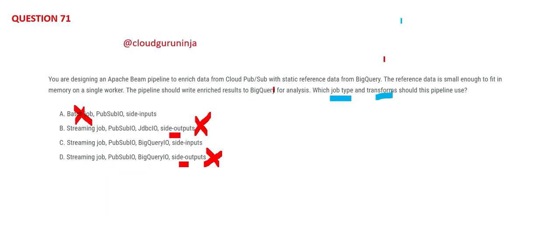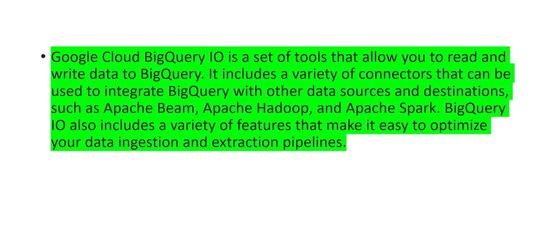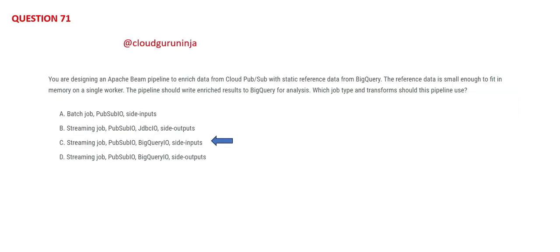So the other thing is PubSub IO and BigQuery IO. What are these? See, PubSub IO is a component of Apache Beam only, and it will allow you to read and write data from Pub/Sub topics. And BigQuery IO, this will allow you to read and write to BigQuery. So we have to use this one because we have BigQuery in place, and we also have to use Pub/Sub because we have this Pub/Sub message queues in place. Hence, option C, streaming job, PubSub IO, BigQuery IO, side inputs. This is the right answer.